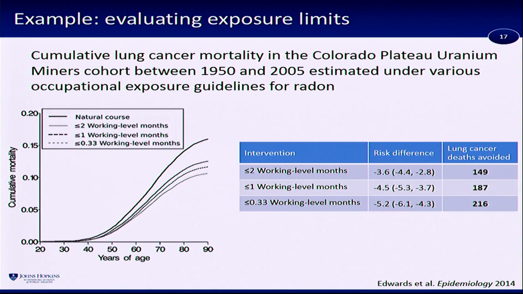This is the one that's currently in place, the MSHA guideline. If that had been in place during the entire cohort experience, and they had actually been able to reduce those exposures, we estimated that about 216 lung cancer deaths from radon would have been avoided. You can see different exposure levels would have had different effects. So this gives you a way to come up with one number. You can have a very complex modeling strategy behind it, but you can still say, here is how many we estimate to have been avoided, and I think that is really useful for communication.